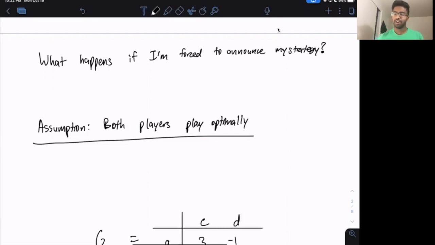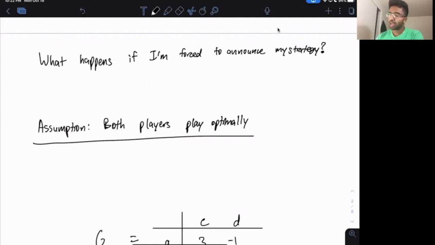So just to make it super clear, we're operating under the assumption that both players in any game that we look at are going to play optimally, right? So what this means is row is going to want to optimally maximize the expected payoff, while column is going to want to minimize the expected payoff as much as possible. So that's the assumption we'll be moving forward with.